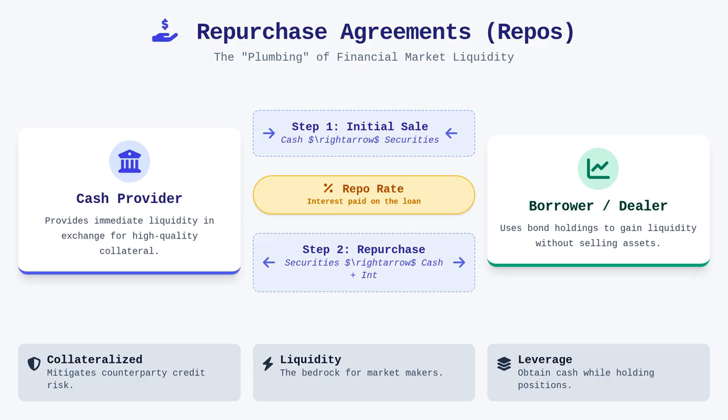If a dealer holds a long position in government bonds, they can use those bonds in a repo market to obtain liquidity, effectively leveraging their position without selling the assets outright. Understanding this mechanism is essential because it forms the bedrock upon which market makers quote prices and manage their capital requirements.